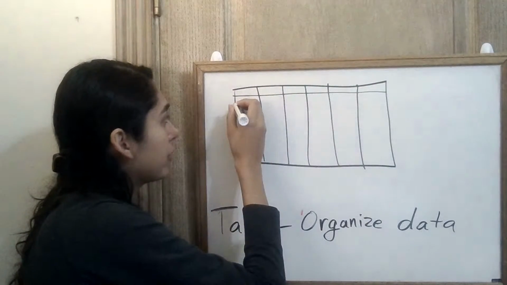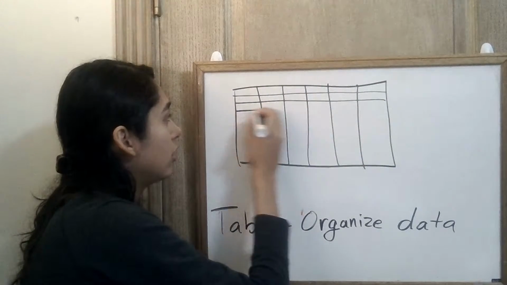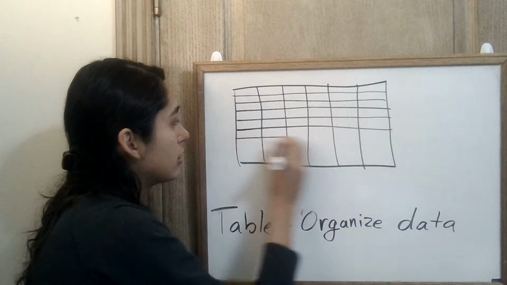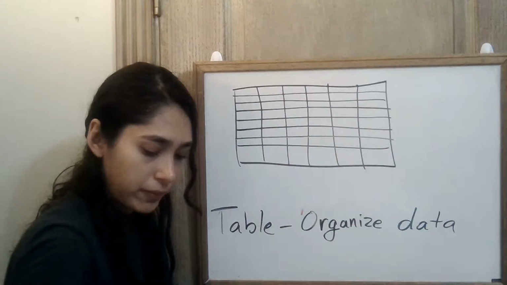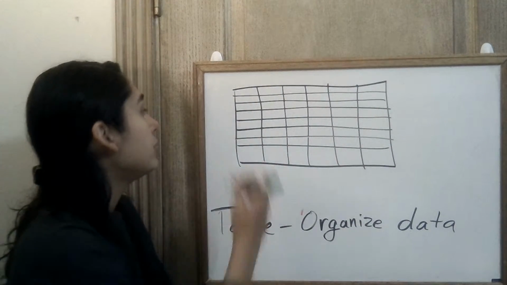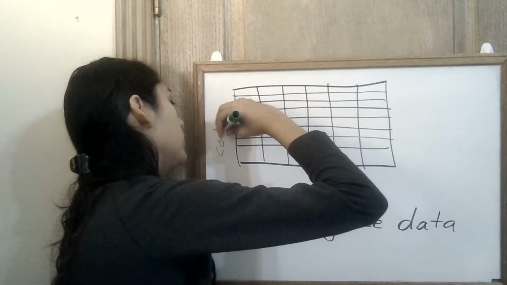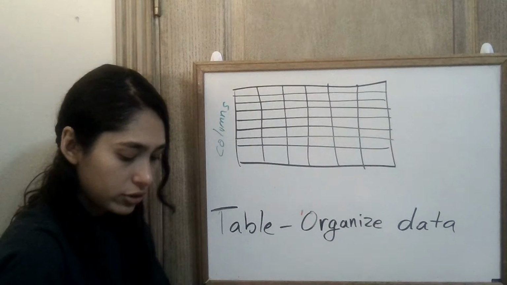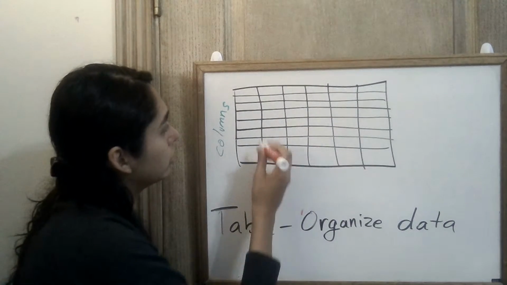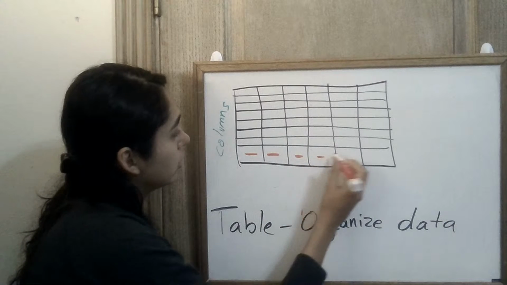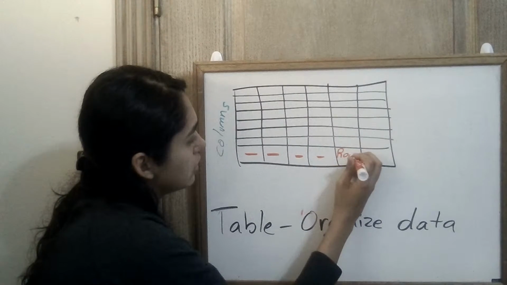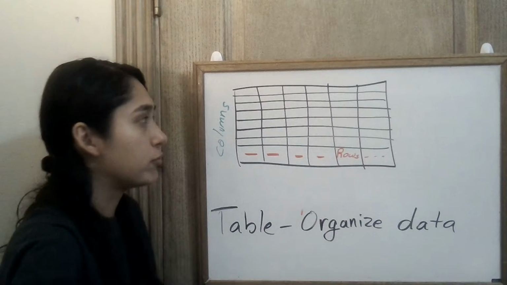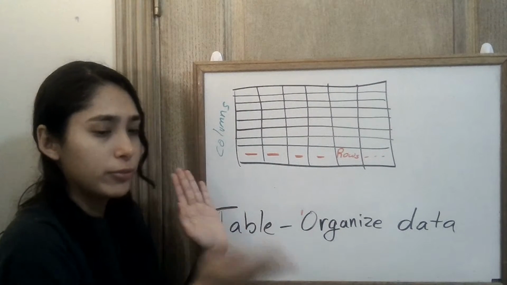So for those of you that I work with spreadsheet software, like Excel, it looks like this. These are called columns, and then these are called rows. When I was first learning this, I had a very hard time distinguishing column from row.